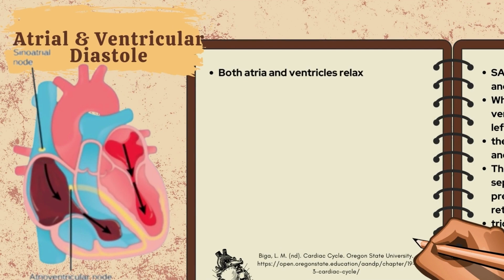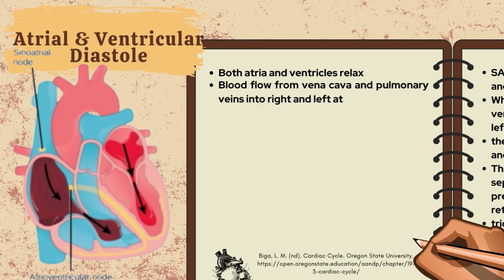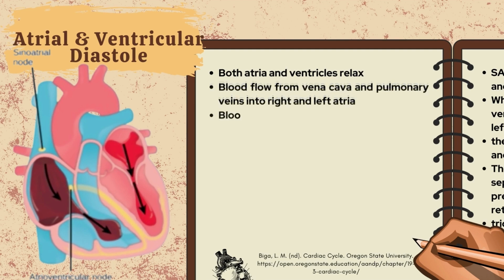Atrial and ventricular diastole. Both atria and ventricles are relaxed, and then blood flows from the vena cava and pulmonary veins into the right and left atria. It will increase the atrial pressure, and then blood flows from the atria into the right and left ventricles, which consists of 70% of blood.